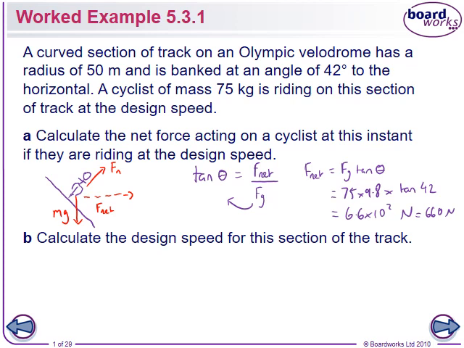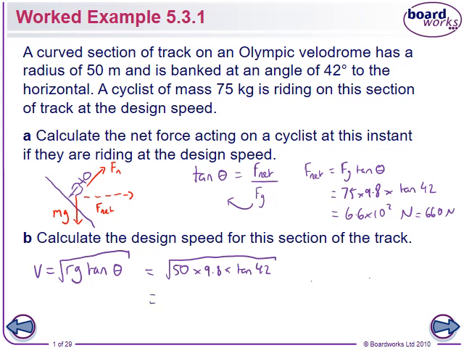Okay, this isn't too bad. This is just plugging numbers into that equation we saw before. So the equation, v equals the square root of r g tan theta. So what's our r value? 50. Good, our radius is 50. g is 9.8, and we know tan 42. We want the square root of all of that. Now, occasionally this question comes up on an exam, people get it wrong, and usually it's because they forget to take the square root of it. So, don't forget that bit.